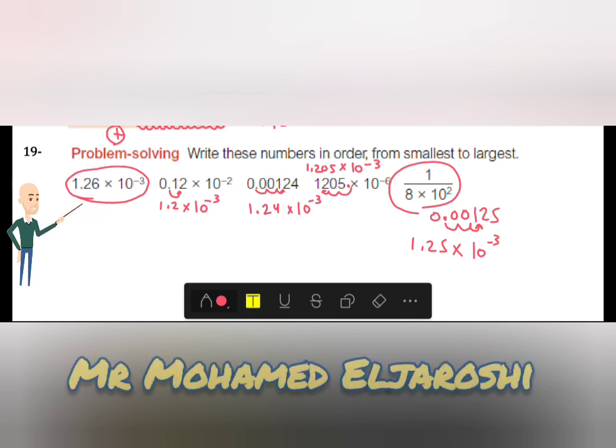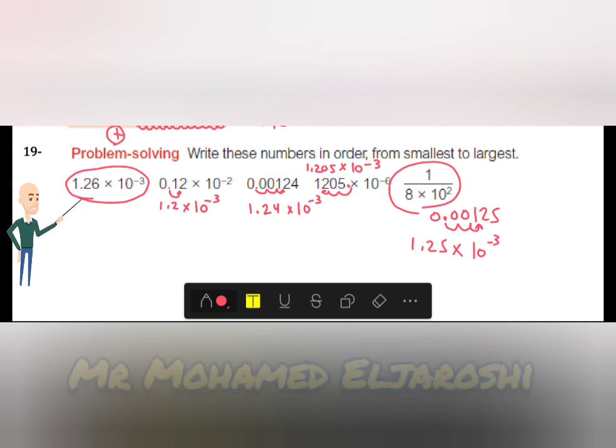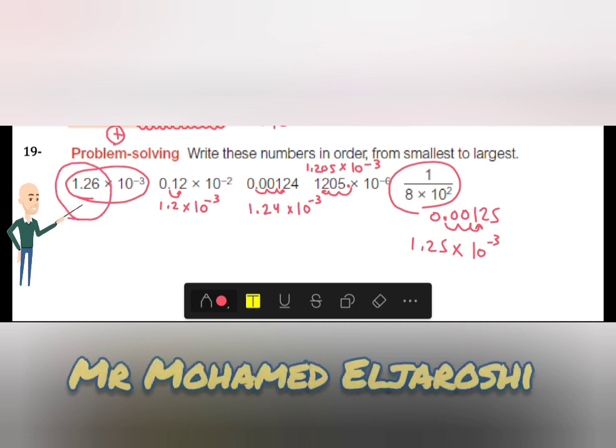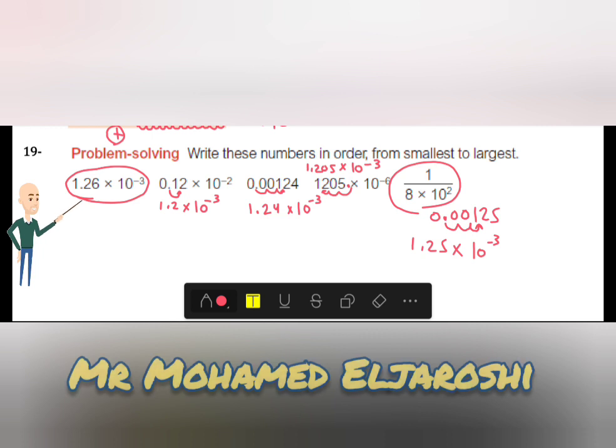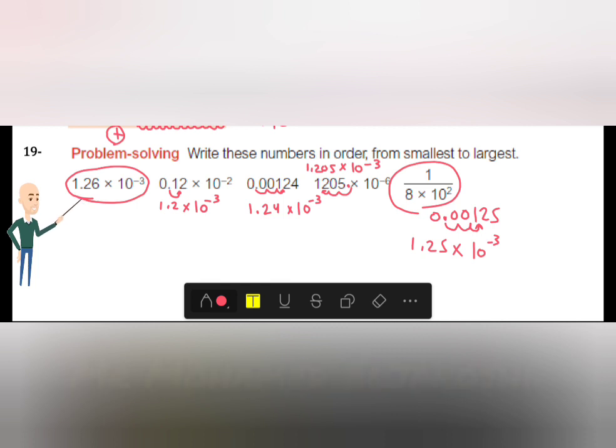Now, let's take a look at these numbers. Which one is the smallest? Here we have 1.2. Here we have 1.2, 1.24, 1.2, 1.2. So all of them have 1.2. I look at the number after the 2 and see which one is the smallest, because all of them have negative 3 as a power and they have 1.2. So I look at the numbers after 1.2. So here I have 6.